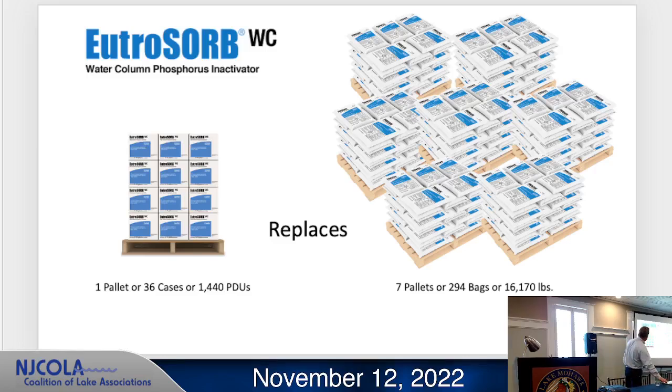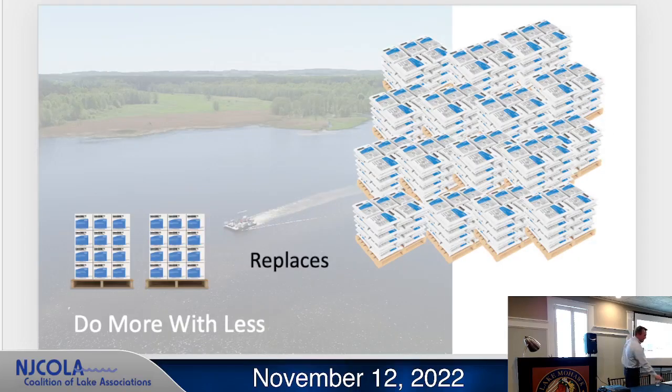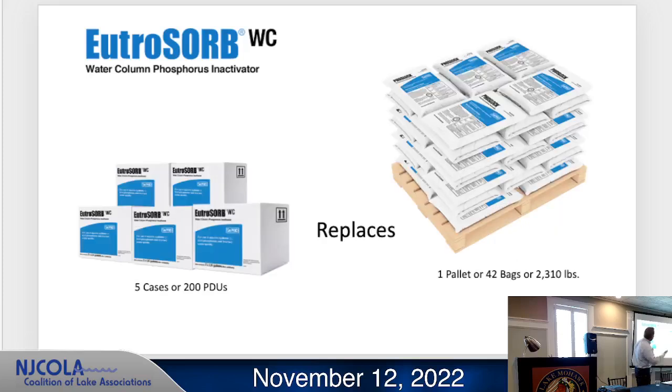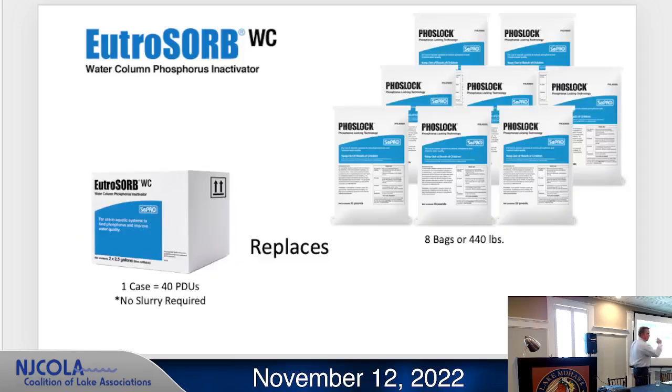It's a no-brainer. What are we looking at in the picture you just showed? Was that a liquid or a granular? This is liquid. Each one of these is that WC, a liquid form. So that's liquid, and that's granular on the right. That's Phoslock on the right. It's making a comparison. They're trying to say that with one case, I'm going to be able to do 8 bags of product.